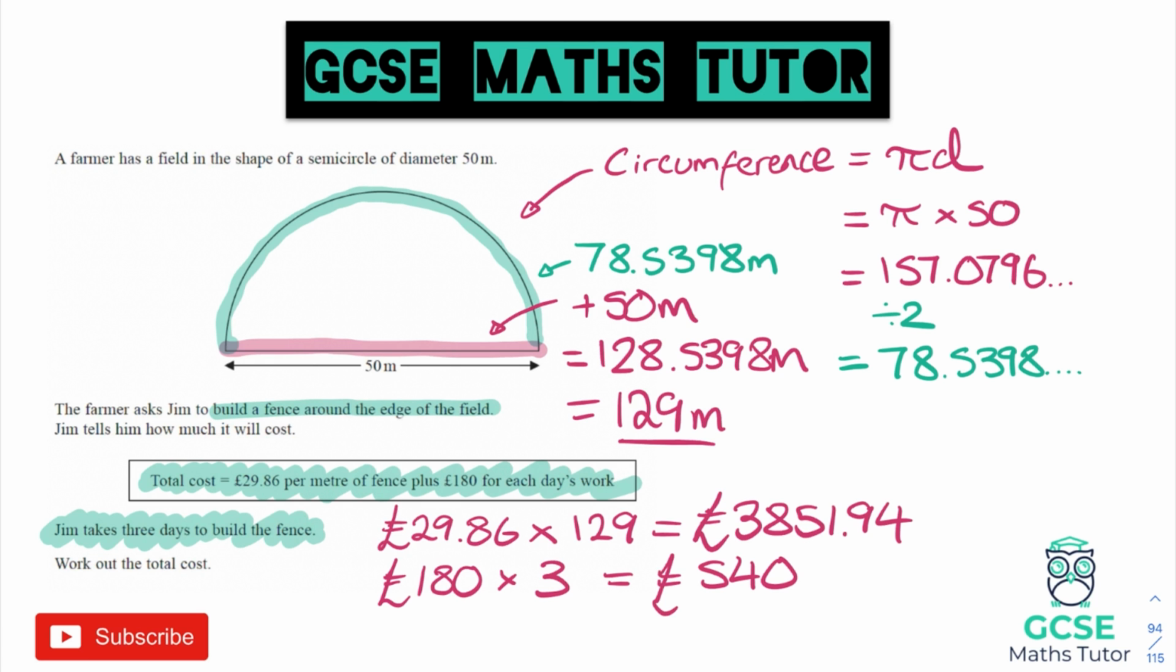For here it was looking at the amount of money it would cost, so we just multiplied the total amount by the cost of the fence, and then we worked out the amount of money for the day's work.